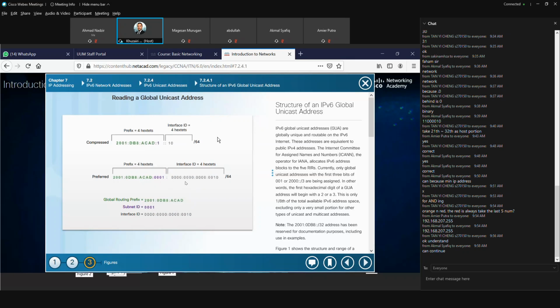It's a lot. If you have 16 bits for the subnet ID, for the network ID, how many combinations can you make? 2 to the power of 16. You can calculate by yourself how many network IDs you can create. For network IDs, you don't need to minus 2.